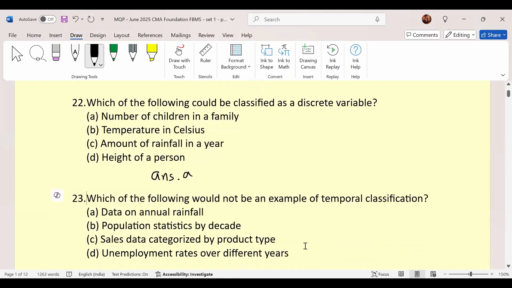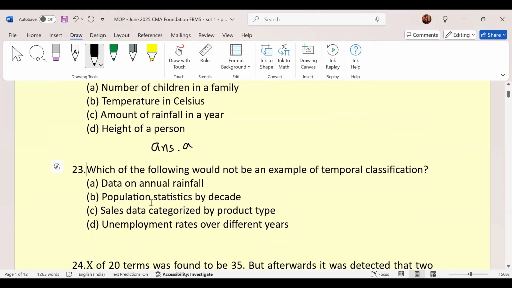Which of the following would not be an example of temporal classification? Temporal classification involves organizing data on time periods or chronological order. It focuses on when something occurred or how data changes over time. So in all of these, only C, sales data categorized by product type, is not an example of temporal classification, because the categorization is being done based on product type, not based on time period. So answer is C.